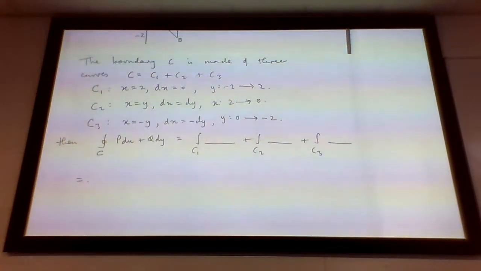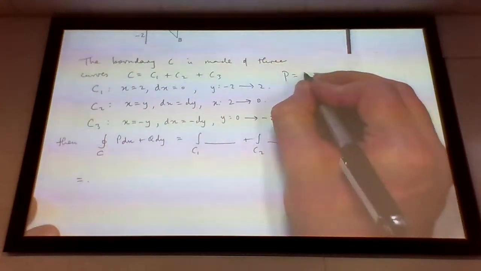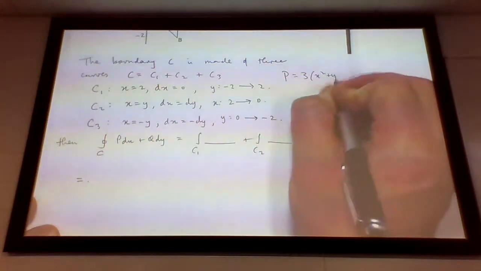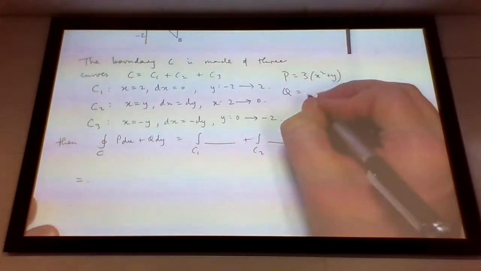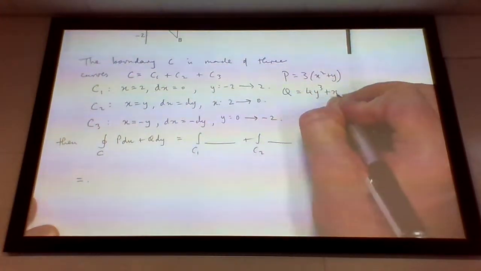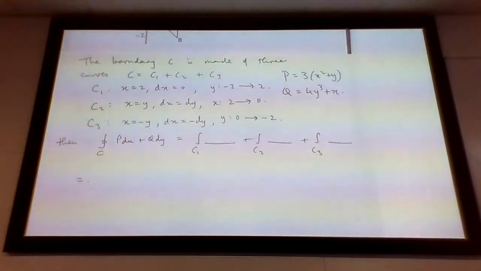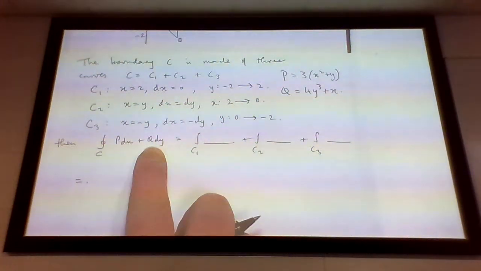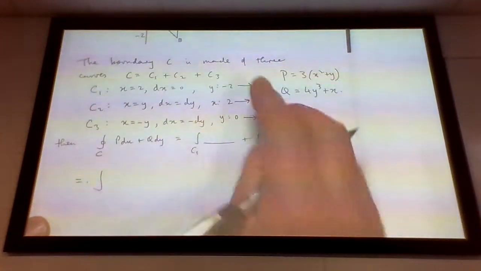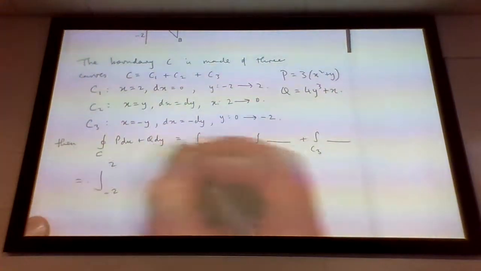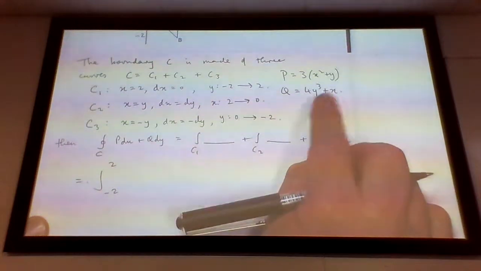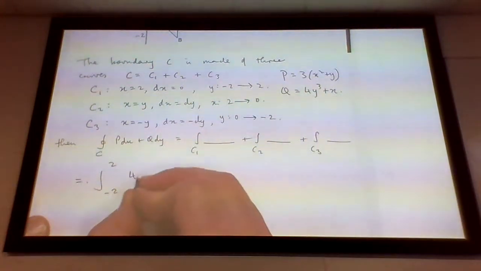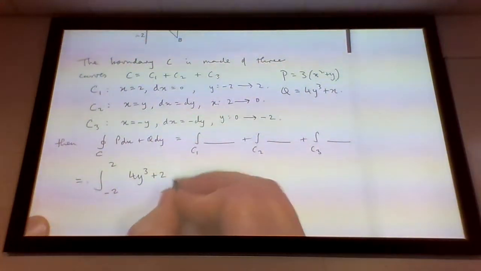So what is P and what is Q? P is 3x squared plus y. Q is 4y cubed plus x. So the integral along C1, x is fixed at 2 and dx is 0. So we just have the Q dy part. So x is fixed and y is going from -2 to 2. X is fixed at 2. So this is 4y cubed plus 2 dy.